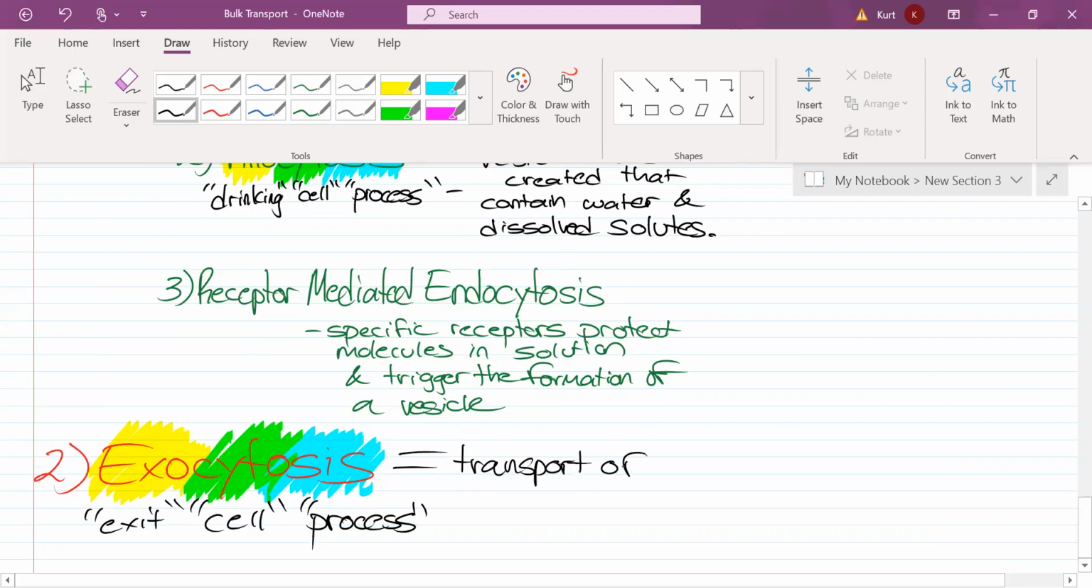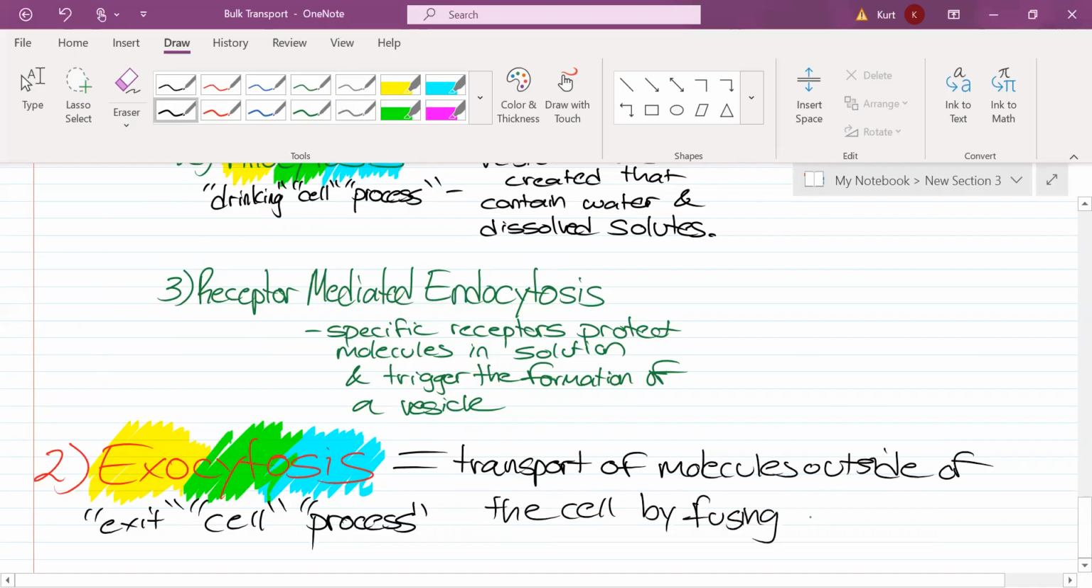We have the transport of molecules outside of the cell by fusing a vesicle with the plasma membrane.